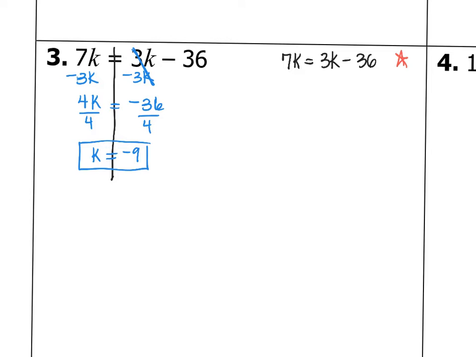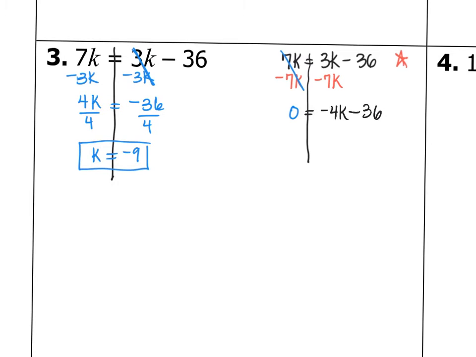So I'm going to do this problem one more time, and I'm going to do it again to show you that you're still going to get the same answer if you choose to zero out the 7k. So if I zero out the 7k instead by subtracting 7k to both sides, remember that 7k minus 7k is 0. Now I actually have to show that 0 because I need a number, I need to see something on the left side, and that something is 0. So I end up with 0 is equal to negative 4k minus 36.